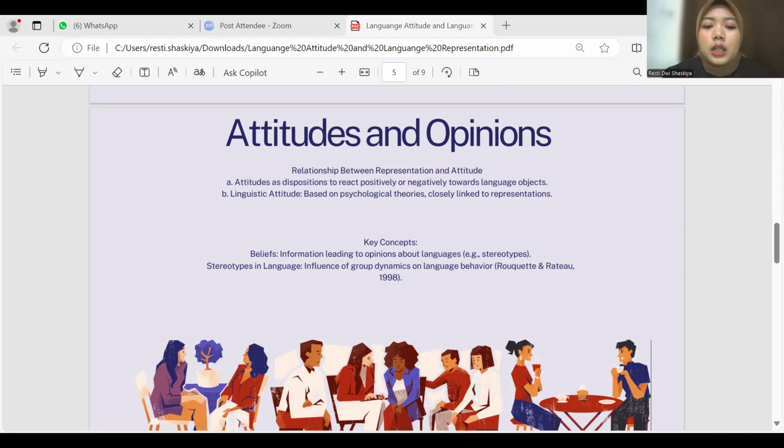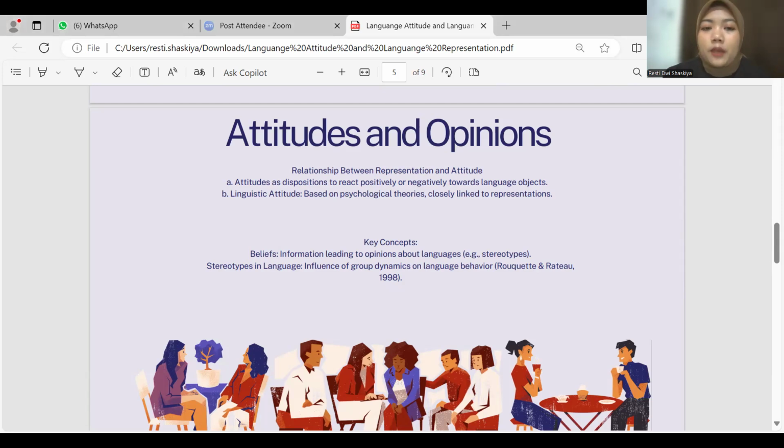The second is linguistic attitude. Linguistic attitude refers to how people feel about different languages or ways of speaking. Psychological theory suggests that our attitudes towards language are closely linked to the way we mentally represent them. If someone views a language as beautiful or important, they are more likely to have a positive attitude towards it. And then the key concepts from attitude and opinions.